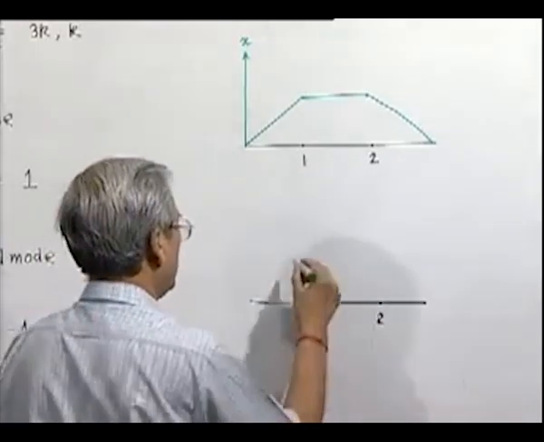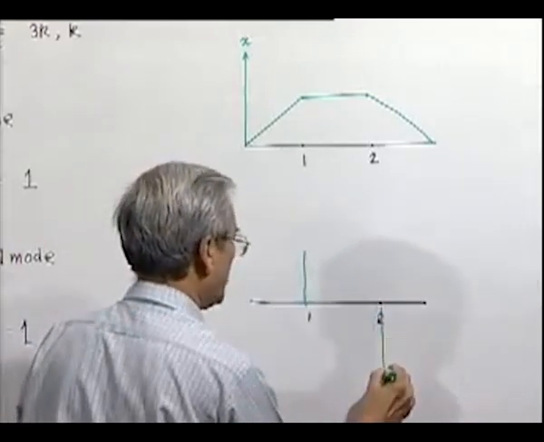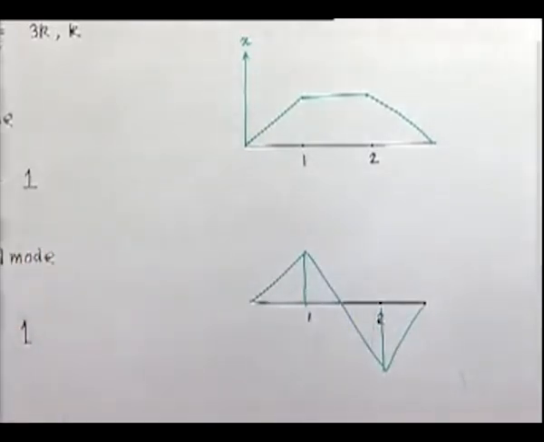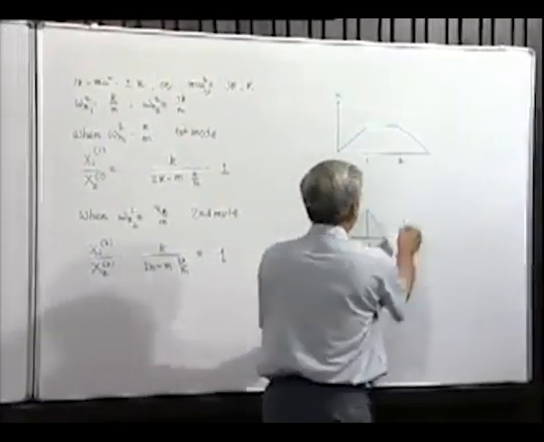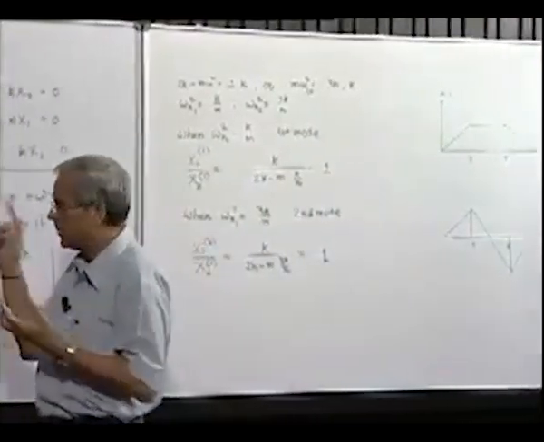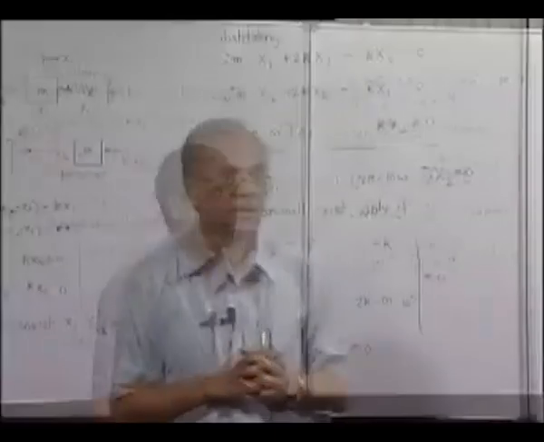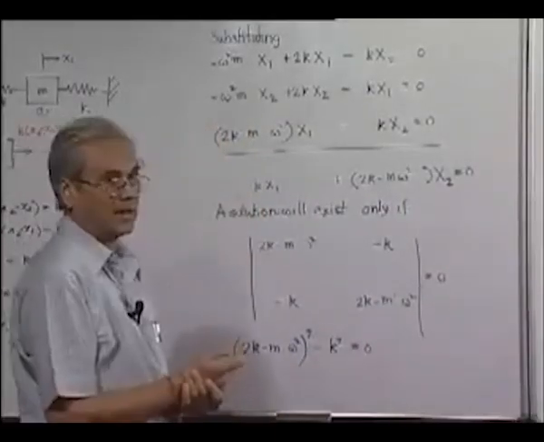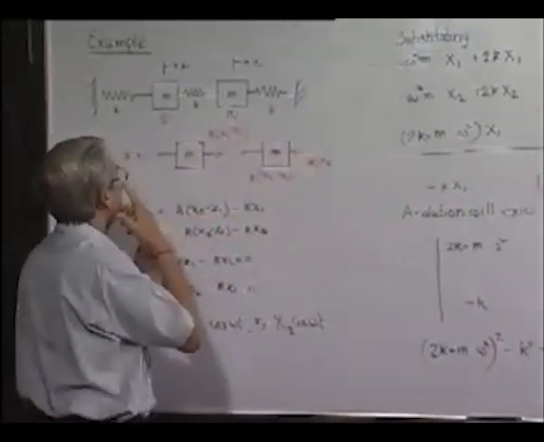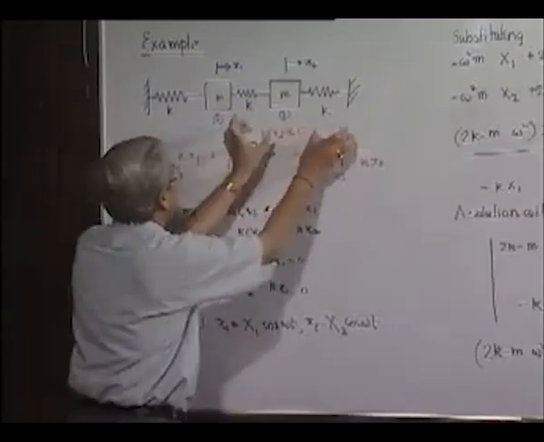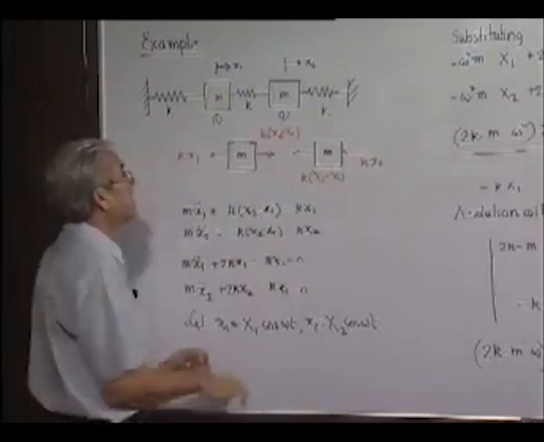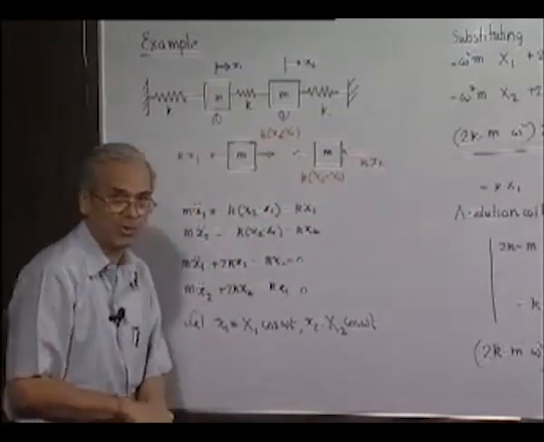That means x1 by x2 is always equal. In the second mode, obviously we find if x1 is here, x2 will be equal and opposite. That will be the mode shape. Now remember again that it is only these two bodies that are moving like this, because movement is in this direction. So let us try, this being a fairly simple case, to see whether it is possible to physically explain the result.